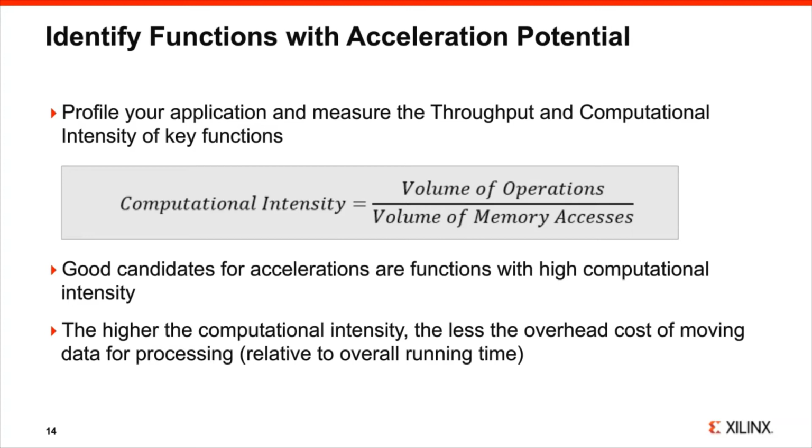So really, what you want to do is target operations or functions which have high numbers of operations and low numbers of memory accesses. And if you can find those functions, they will typically be better candidates than others. The higher the computational intensity, the lower the overhead of moving data for processing.